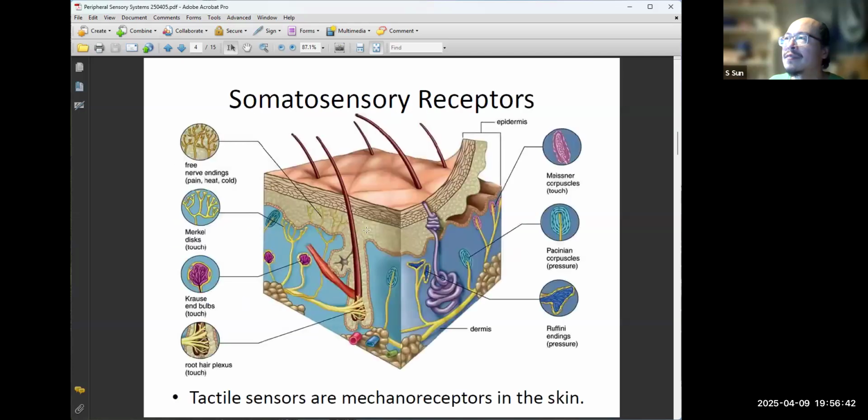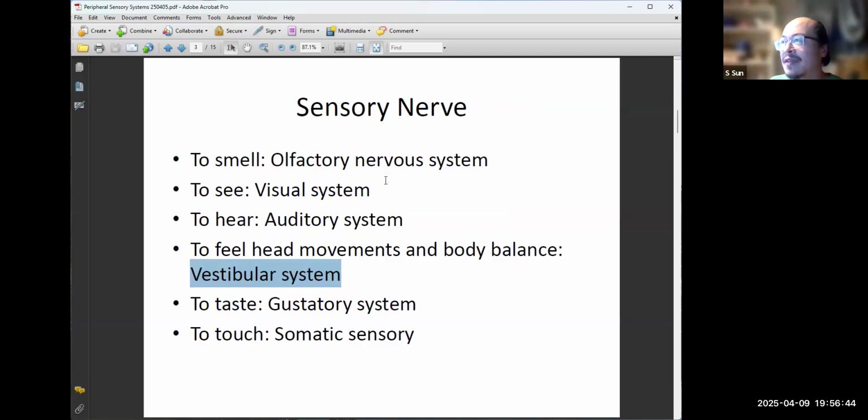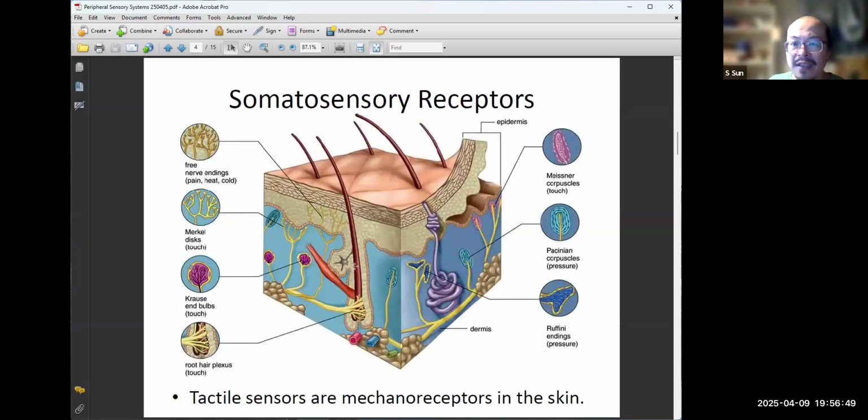All right. So the somatic sensory system, let's go by the first one, touch. The organ for the somatic sensory system is our skin. This is the skin anatomy, the simple version. We have the epithelium cell, that's the epithelium tissue, with multiple layers. The feature of the epithelium is that they are packed in layers.